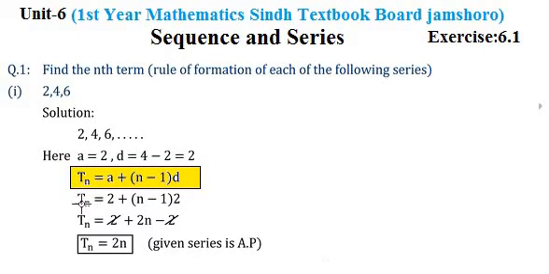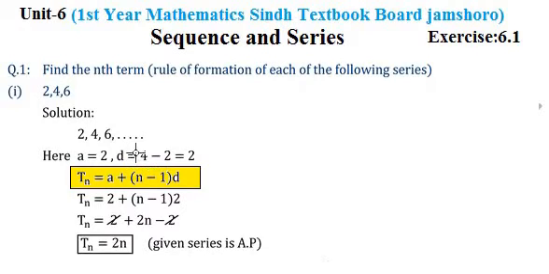What is Tn here? Tn means the last term, and a means the first term. Just like in 2, 4, 6, the first term is 2, the second term is 4, the third term is 6. So a is equal to 2 here, and n means the number of terms. Suppose it is written 10: 2, 4, 6, 8, 10, total numbers 5. Here there is no last term, so we don't know n.